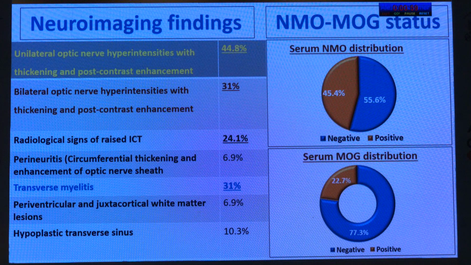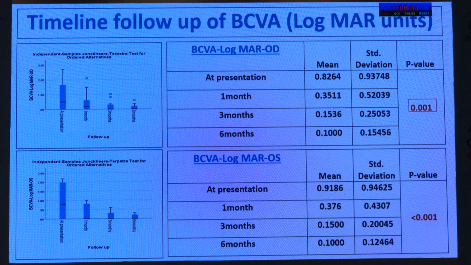In the neuroimaging findings on MRI brain and orbit with contrast along with MRV with contrast, unilateral followed by bilateral optic nerve hyperintensities with thickening and post-contrast enhancement were more common, followed by transverse myelitis and radiological signs of raised intracranial tension. Serum NMO was positive in 45% of the study participants and MOG was positive in 23%. There was a significant improvement in the best corrected visual acuity in logMAR units at 3 and 6 months of follow-up after a proper treatment of the patients.